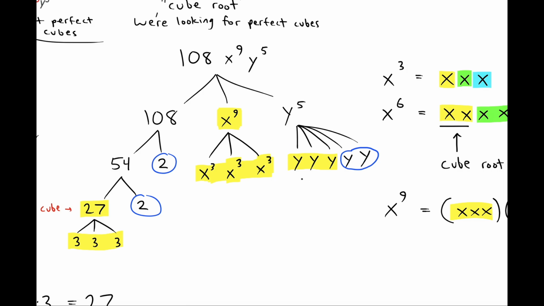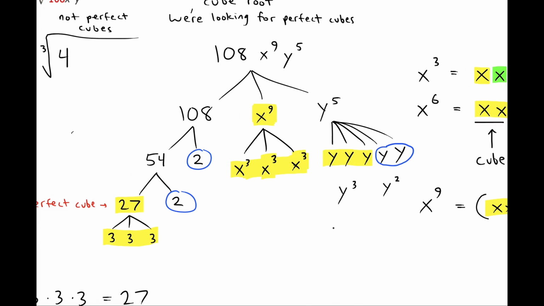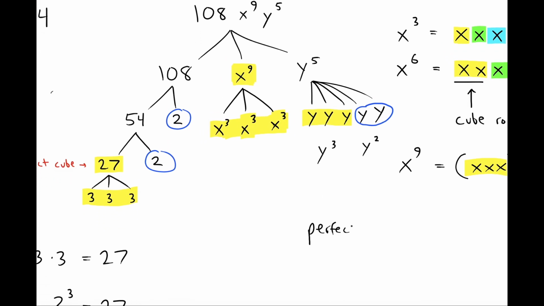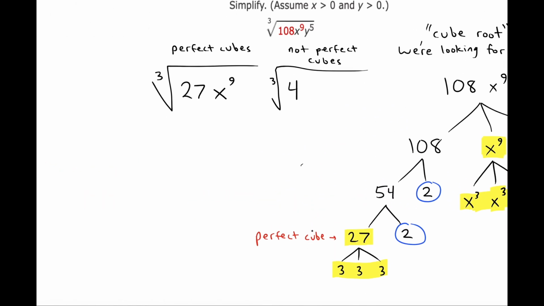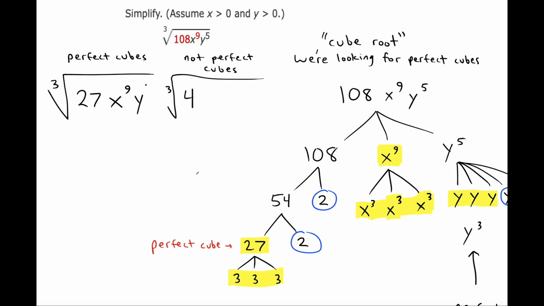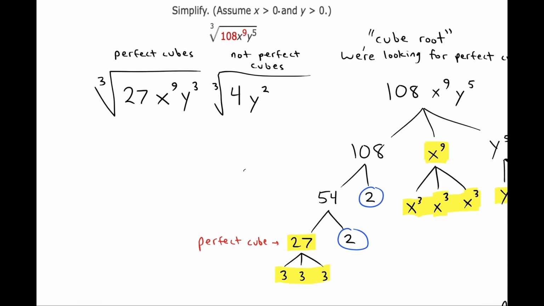So 3 of the y's are part of a triple, 2 of the y's are not in the triple. So this y times y times y is y to the 3rd. Y times y makes y squared. So he is a perfect cube, whereas this guy is not. What we'll do then is we'll put 3 of the y's over here on the left, and 2 of the y's have to stay behind. We can now take the cube root of all this stuff.